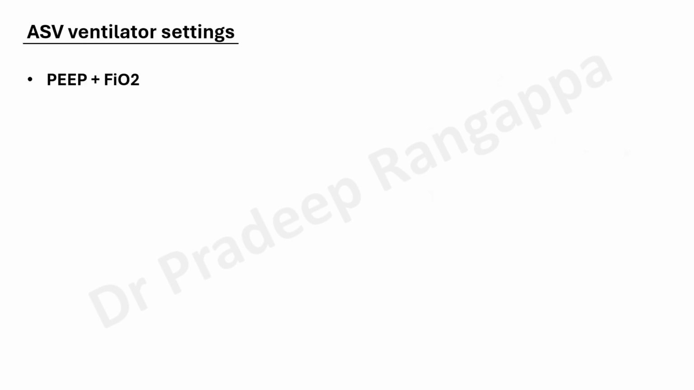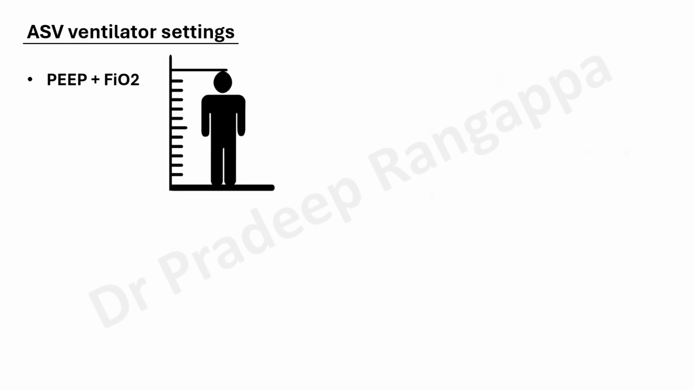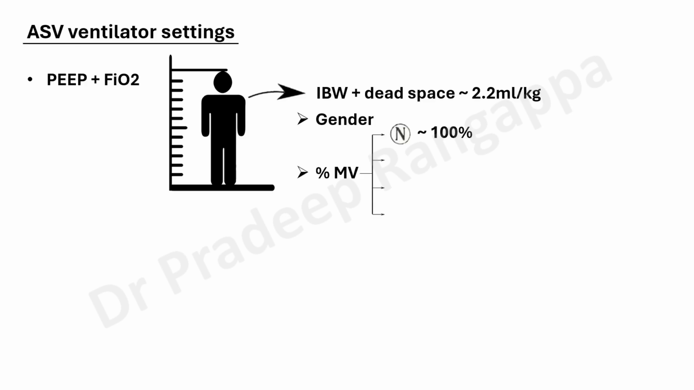So what are the settings that we set? Again, to re-emphasize, we set the PEEP. It doesn't auto adjust the PEEP. You have to set the FiO2, you have to set the PEEP, and you have to measure the height of the patient, because what you have to feed is the height of the patient. Ideal body weight is calculated based on the height, and it calculates the dead space, which is taken as 2.2 ml per kg of the ideal body weight. And you have to put in whether the patient is a male or a female, and you have to set the percentage minute ventilation.